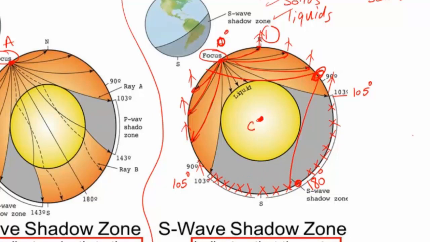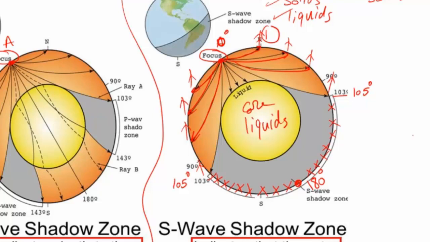So that means this area looks like a sphere, and this sphere is inside the Earth, and they called it the core of the Earth. And this core must be a liquid core, because it stops the S wave. Okay, guys? So that's how they knew that there is a liquid core inside the Earth.